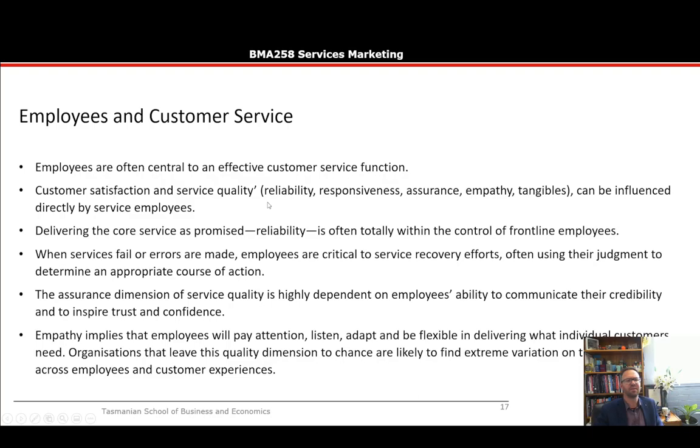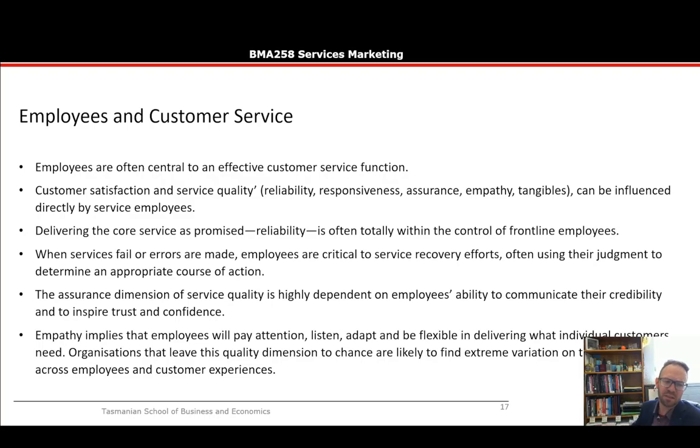All right, employees and customer service. So employees are often central to effective customer service function. Of course, we've talked about this with the service profit chain. Customer satisfaction and service quality, where the service quality is the radar one, reliability, responsiveness, assurance, empathy, intangibles, can be influenced directly by service employees. So delivering the core service as promised, which is reliability, is often totally within the control of frontline employees. Within variation, there's always things that are beyond our control, but a lot of the time, reliability is something that we can deliver on, right? And it comes back to the culture and the promises that you make within the organisation, the service firm.